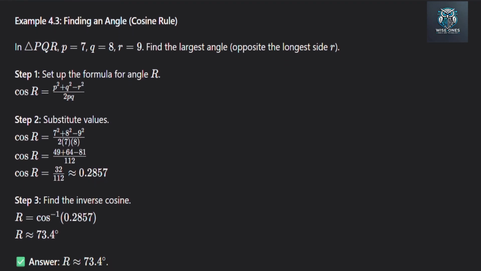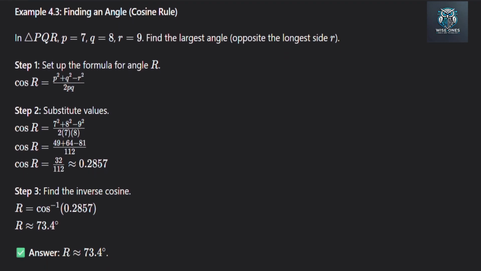To find a, take the square root. a equals square root of 39. This is approximately 6.24 centimeters. Answer: a is approximately 6.24 centimeters. Watch out for that minus sign in the formula. It is easy to forget.